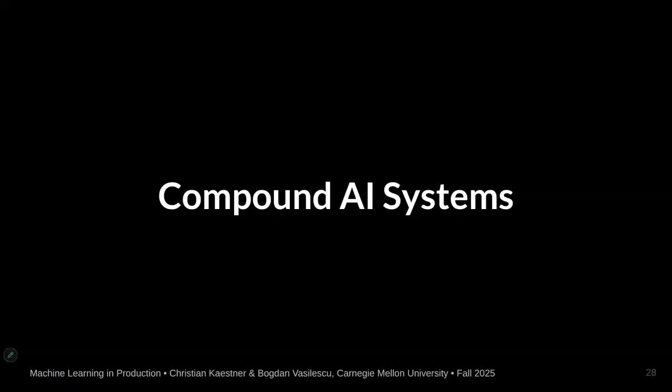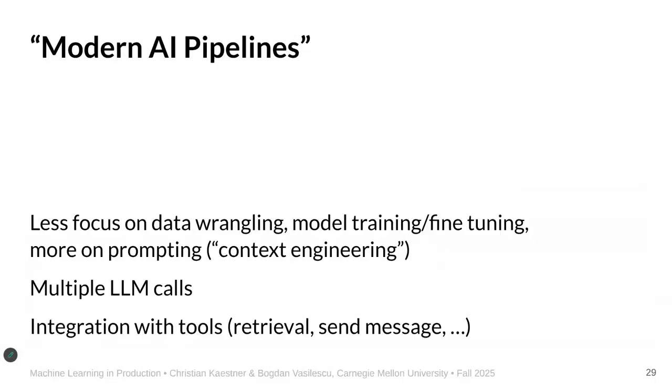I want to briefly talk about how the way we are using pipelines these days has probably changed quite a bit. Modern AI pipelines, especially in the last few years, focus way less on data wrangling. You still do this in a lot of cases, but way less on model training, a bit more on fine-tuning, but even that's kind of rare, and much more on prompting. And often with multiple LLMs, right?